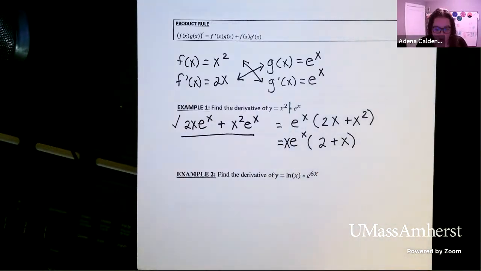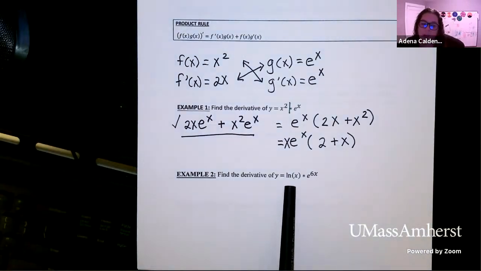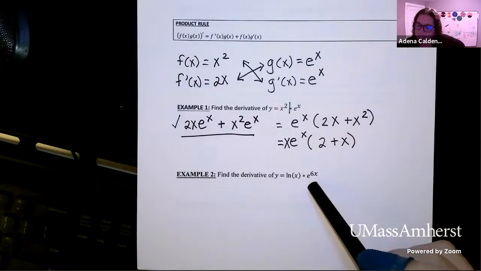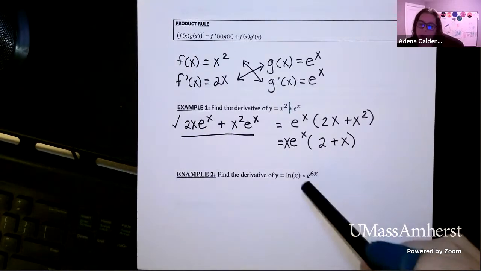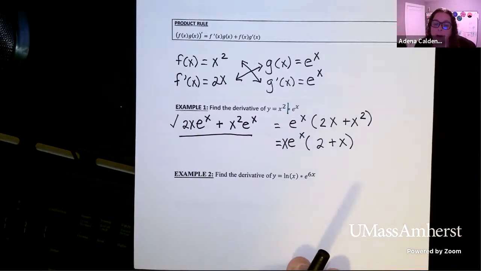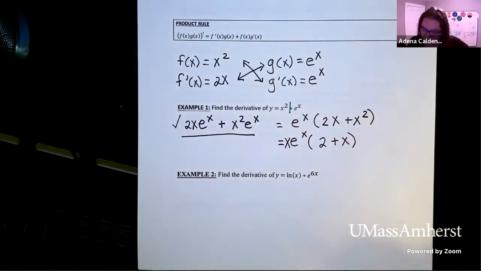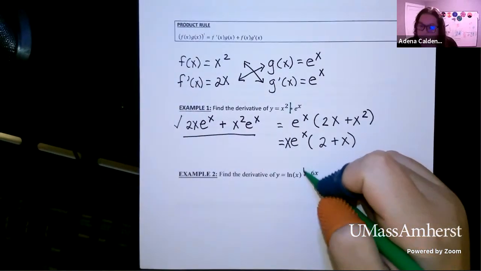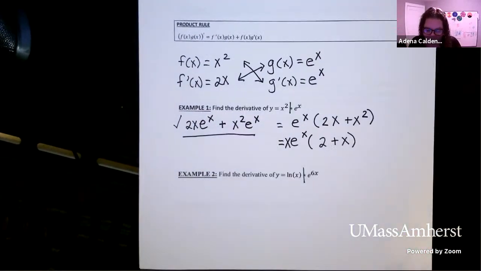Okay. So I'm going to have you try the next one, example 2. So here we have the natural log of x times e to the 6x. So we have to remember what happens with this 6 here, but we want to apply the product rule. So again, I know that I can apply the product rule. I can very easily separate these two functions with a vertical line. So that tells me that's the right rule to use.